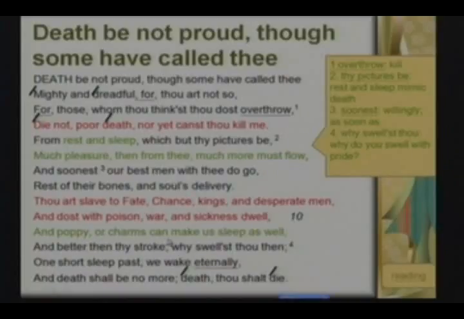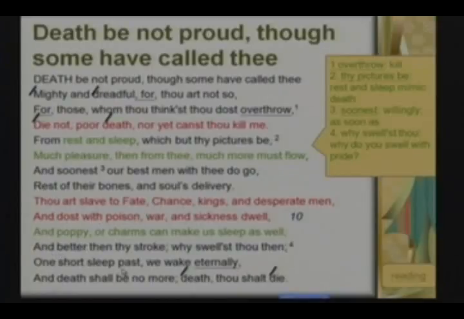And poppy or charms can make us sleep as well, and better than thy stroke. So in other words, if death is a kind of sleep, then poppy means opium, okay, 罂粟花, or charms, 魔咒, can make us sleep as well, and better than thy stroke. It makes us sleep even better than your stroke. Okay, why swell'st thou then? So why do you still swell with pride? Why are you still proud? In other words, you are a slave to these things, you are associated with evil things, and you are not as powerful as poppy or charms. So why are you so proud?